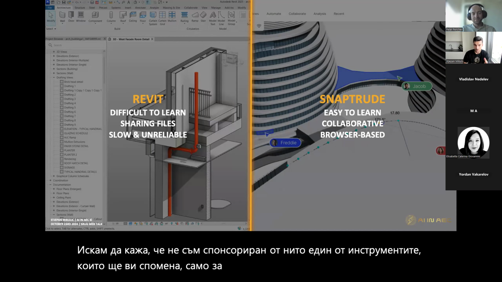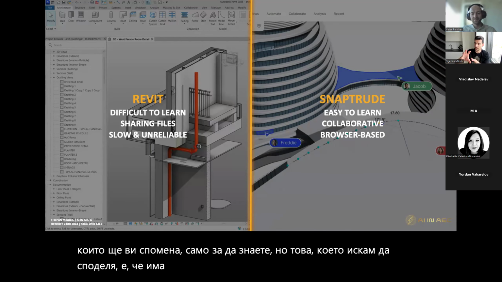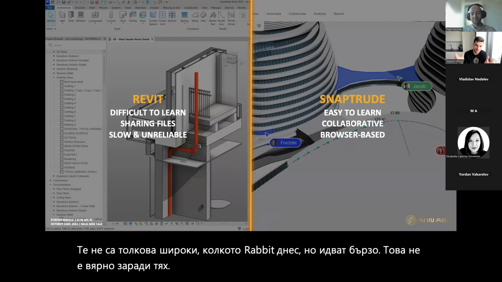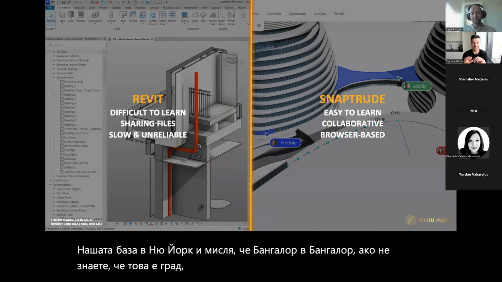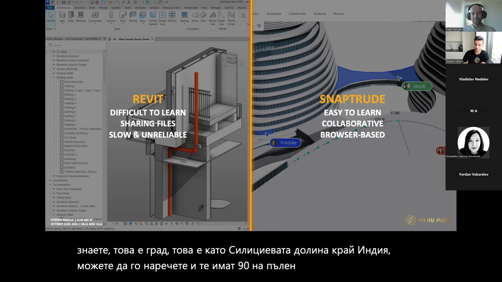But what I want to share is that there are tools like SnapTruth. They are not as wide as Revit is today, but they're coming there quickly. SnapTruth, for their sake, are based in New York City and I think Bangalore. And Bangalore, if you don't know, it's a city. It's like a Silicon Valley of India, you can call it. And they have 90 full-time employees working on developing this software.